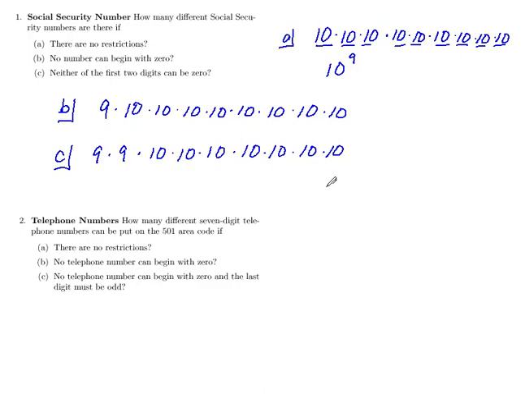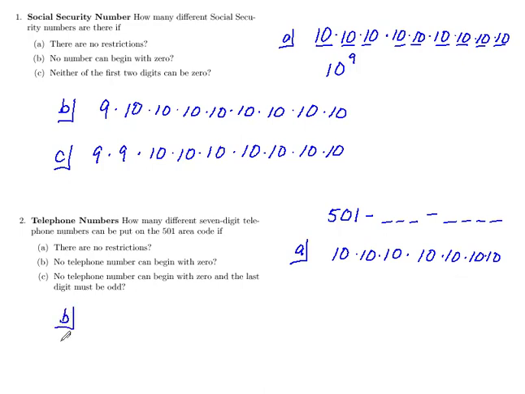Question 2. How many different 7-digit telephone numbers can be put on the 501 area code? Well, the 501 area code is 501 followed by 3 digits and then 4 digits. That would make up those telephone numbers. So the 501 is fixed. We don't have any control over that. So really we're picking 7 digits. Now part A says no restrictions, so we assume that any number can be used in any location. 10 times 10 times 10, and then 10 times 10 times 10 times 10 gets me the last 4 digits, or in other words 10 to the 7th.